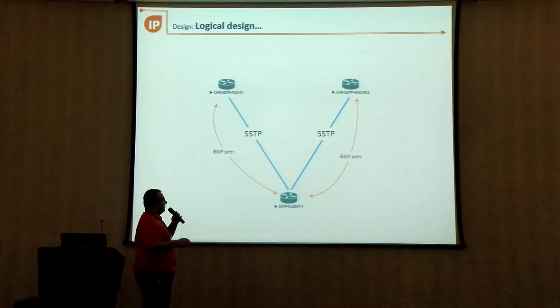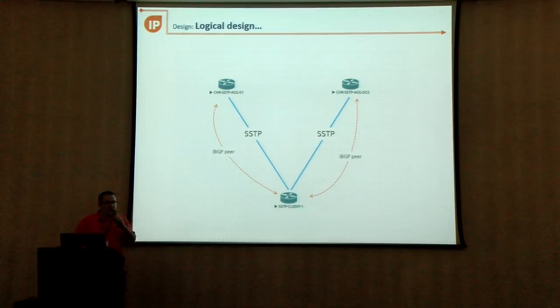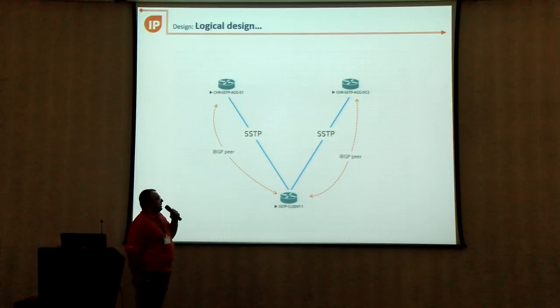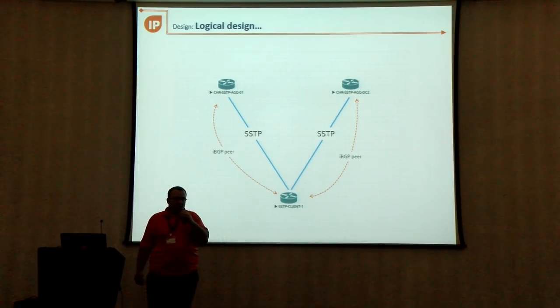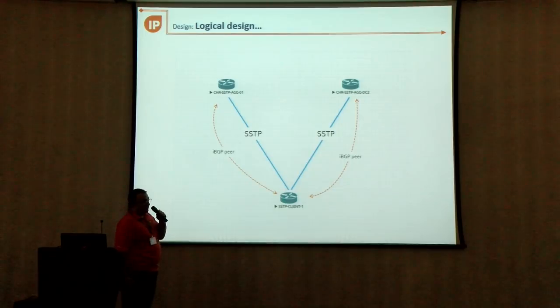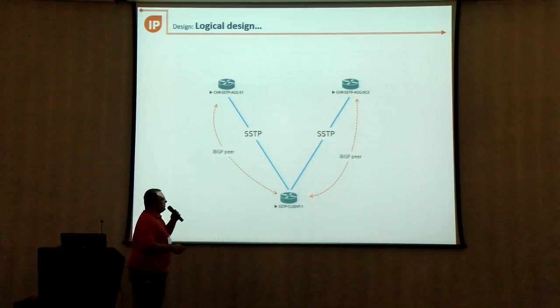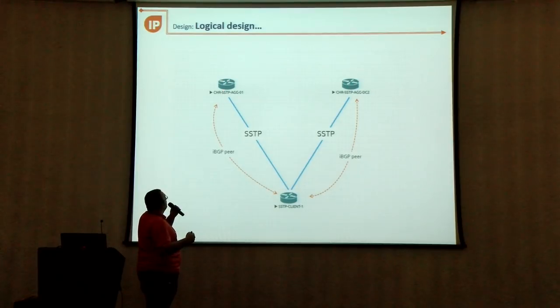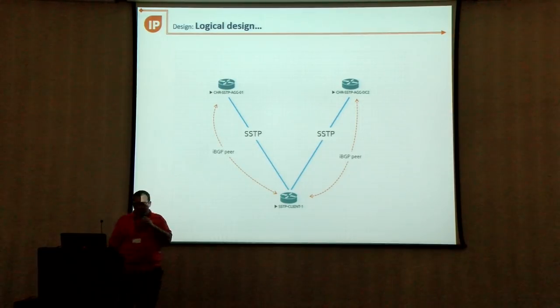So let's say, for example, that's our branch office and it needs to connect to our data center. Maybe we have two data centers, maybe we have one. We can put the CHRs into the same data center or completely different ones. And that SSTP client connects via SSTP to aggregation one and two. After that, we make the BGP peer. You will see how.